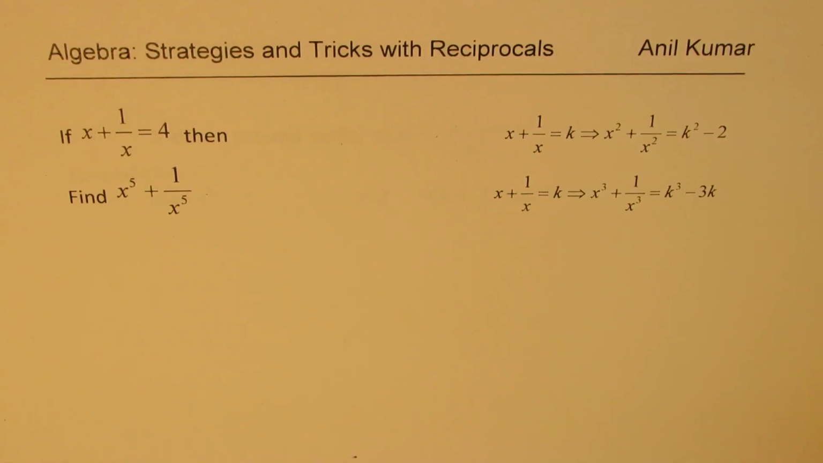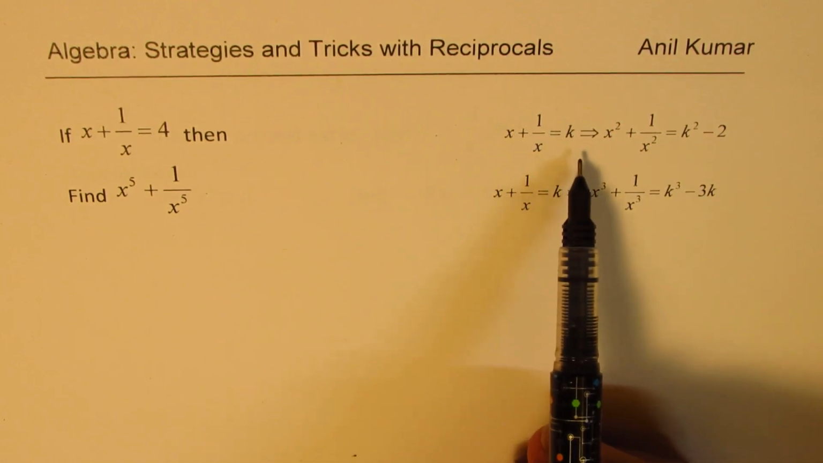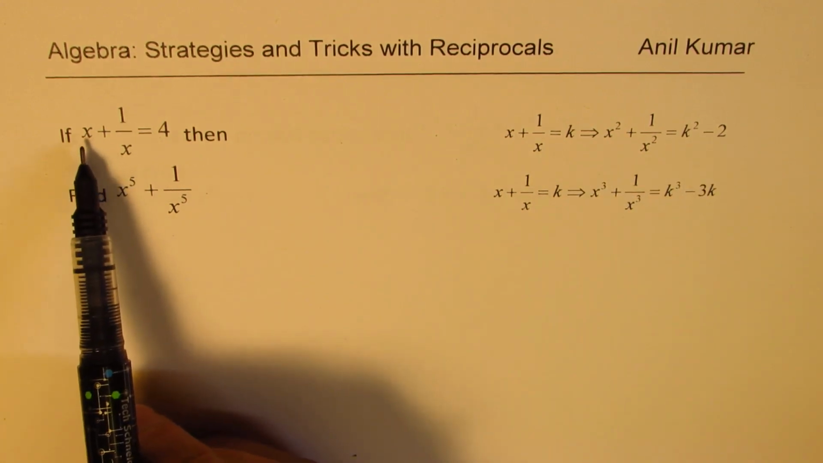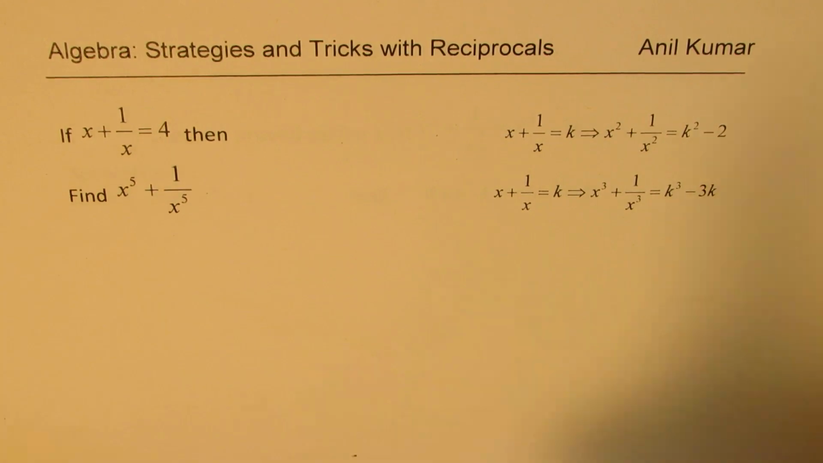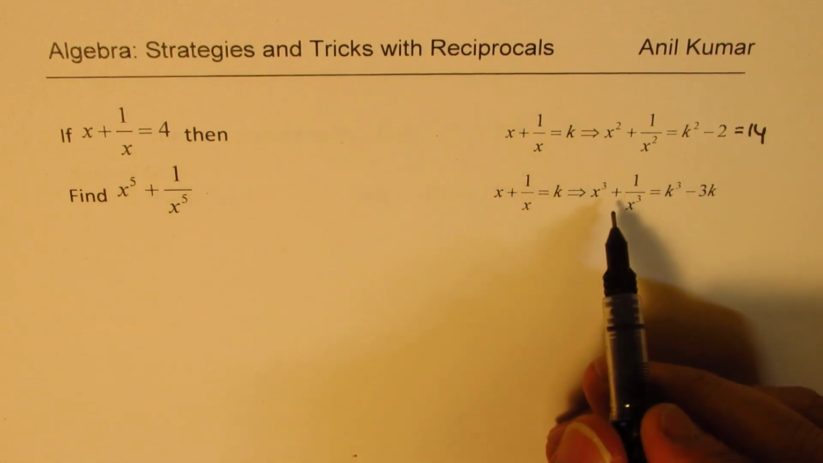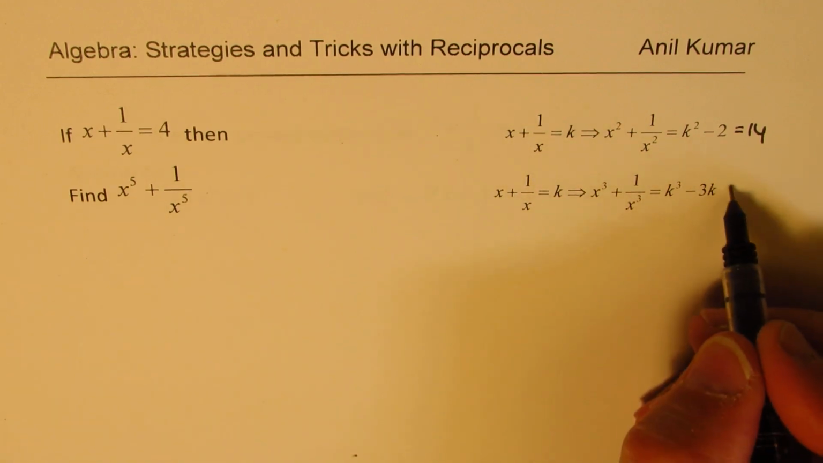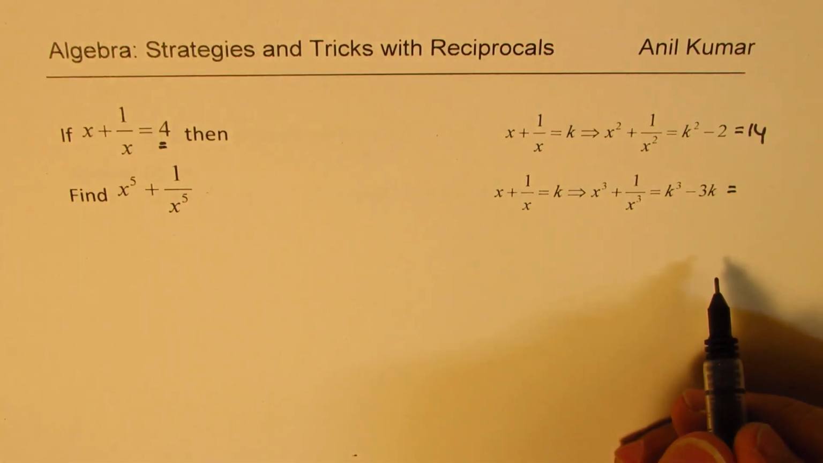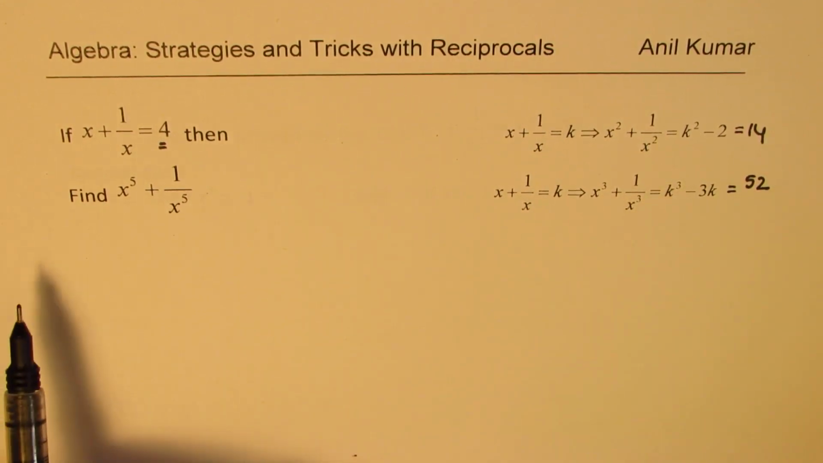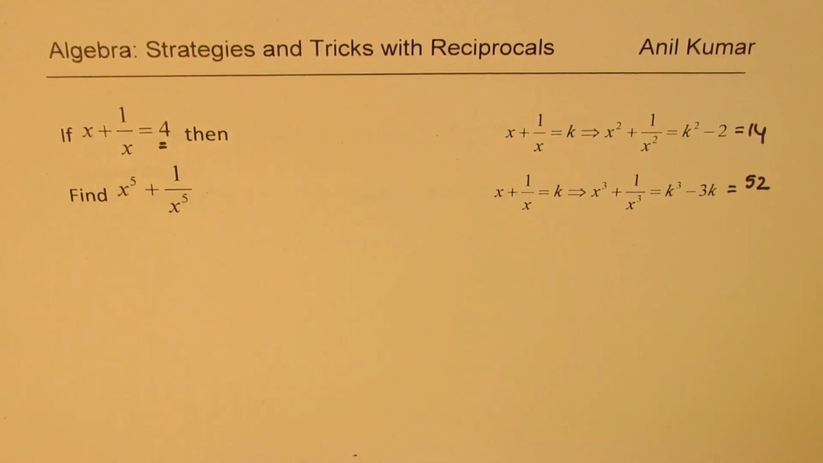So you see, within no time, we actually proved this identity, which is x plus 1 over x equals k, implies that x square plus 1 over x square equals k square minus 2. And for x plus 1 over x equals 4, we found that this value was equal to 14. And also, we found that x cubed plus 1 over x cubed is equal to k cubed minus 3k. And for x plus 1 over x equals 4, we found this value to be 52. Now the question here is how to figure out the value for x to the power of 5 plus 1 over x to the power of 5.